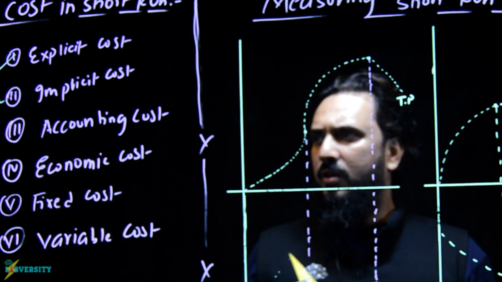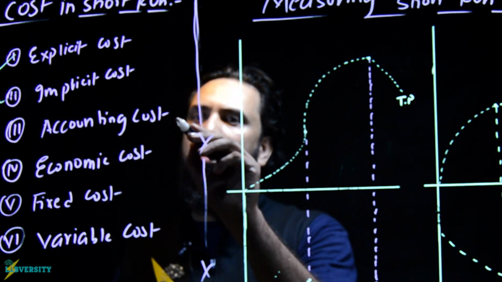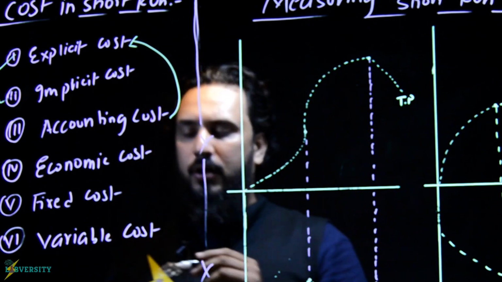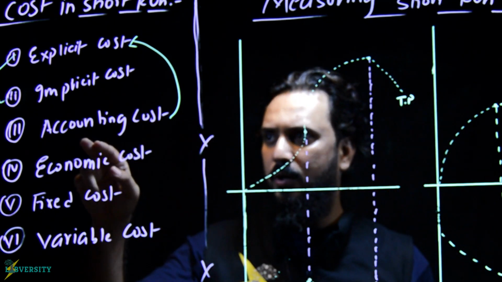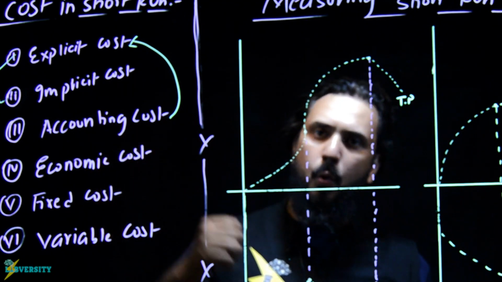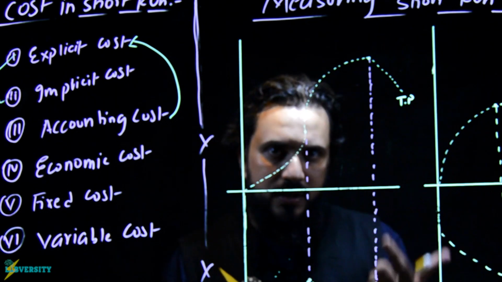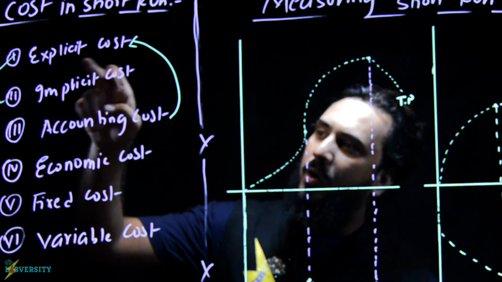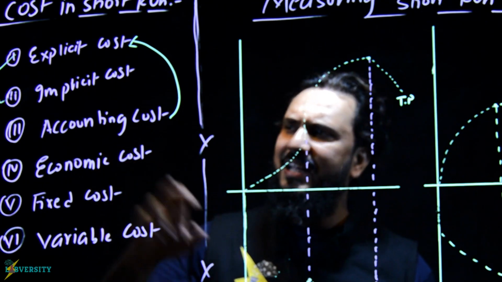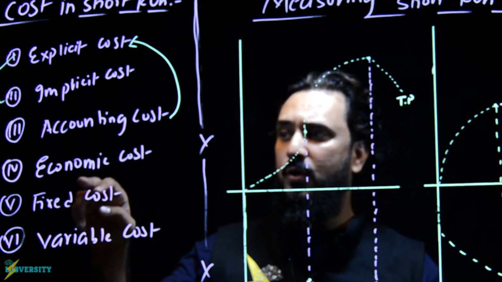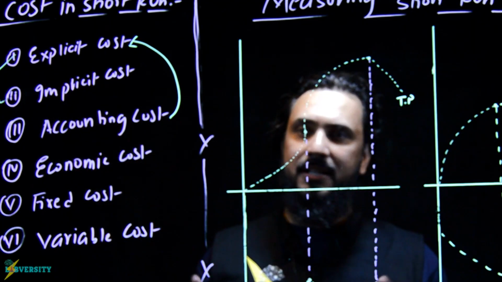Now, accounting cost is basically your explicit cost. Why have we put it separately? Because accounting cost only considers what is being recorded, and since we cannot record the opportunity cost, explicit cost is basically your accounting cost. A business only considers the accounting cost, whereas the economy considers both the implicit and the explicit cost.